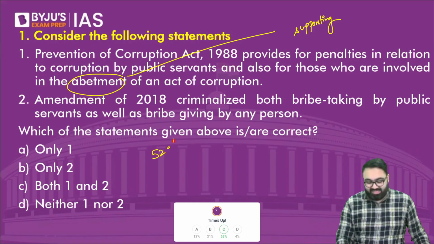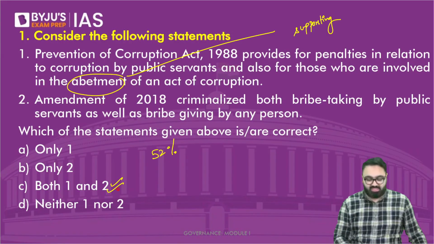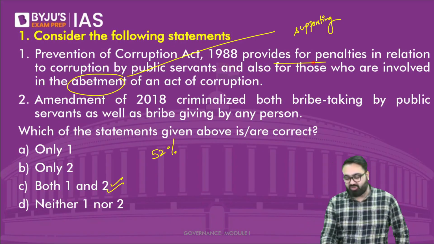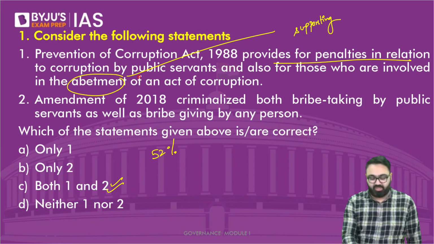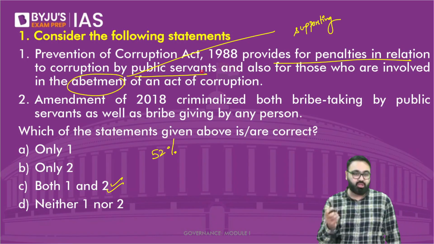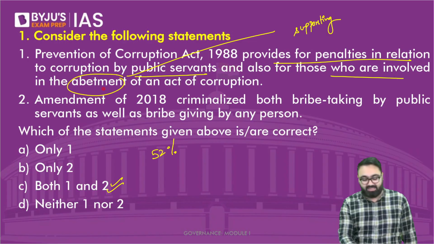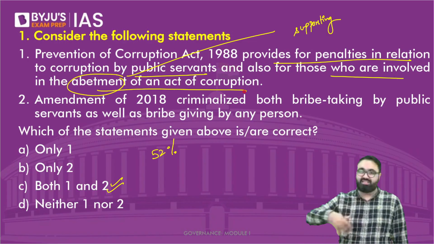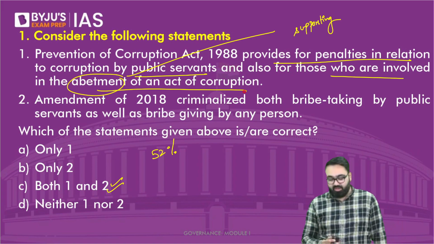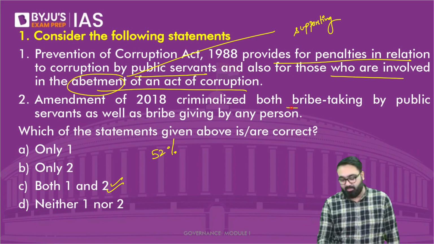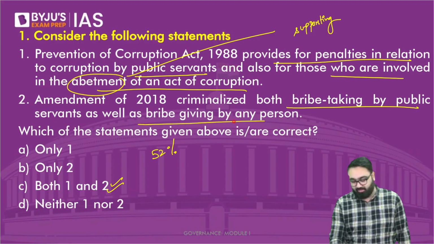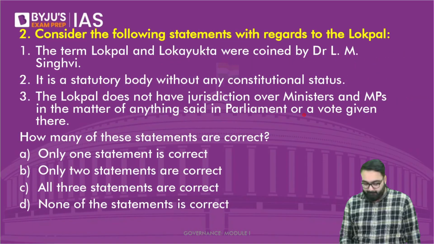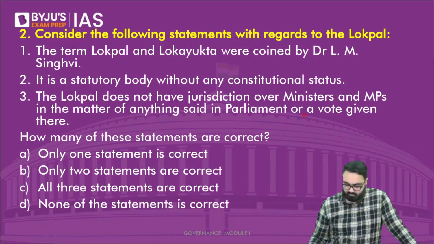52% people got this right. This is C. Both these statements are correct. First statement, the law provides for penalties in relation to corruption by public servants and also those who are involved in abetment, meaning supporting that act of corruption. Those who are a part of this will also be punished. The amendment of 2018 criminalized both bribe taking and bribe giving by any person. We had discussed this. So both these statements are correct. Next is the second statement.